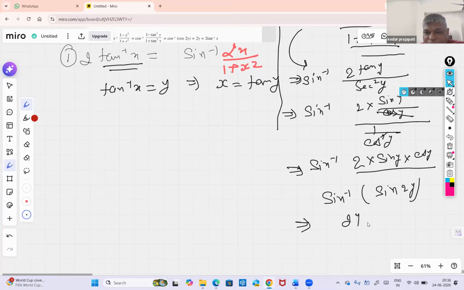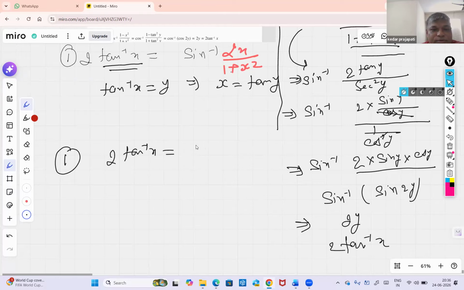So we have 2y. And what is y? 2 tan inverse x. So what did we understand? We understood that 2 tan inverse x is equal to sine inverse 2x by 1 plus x square. Correct?